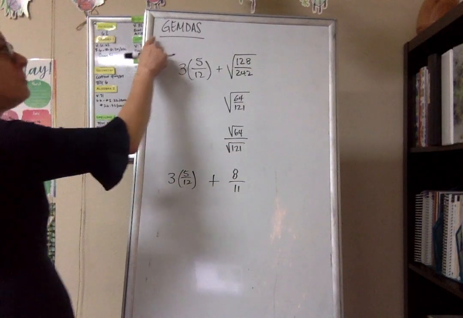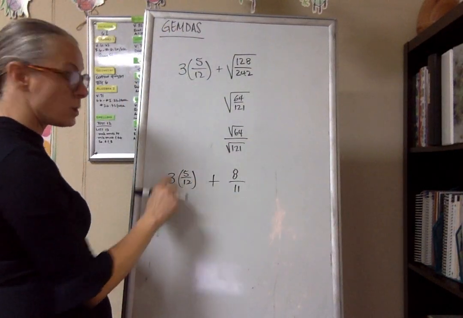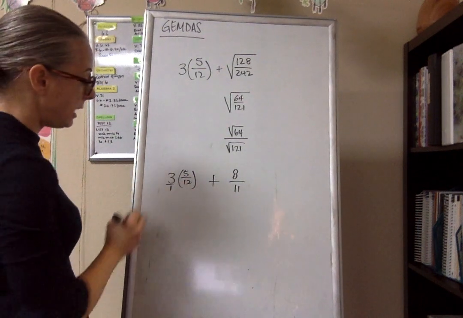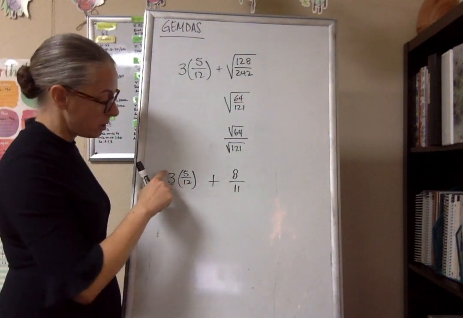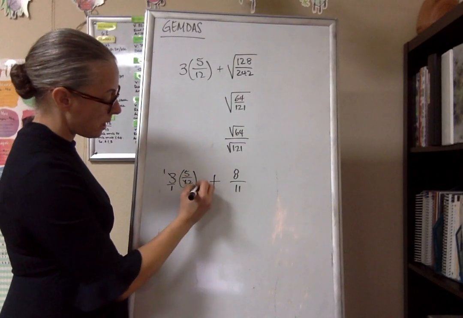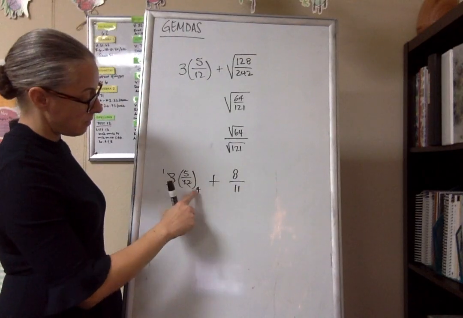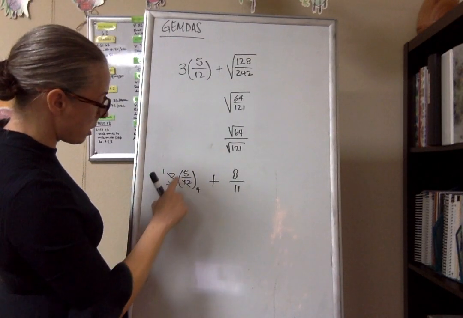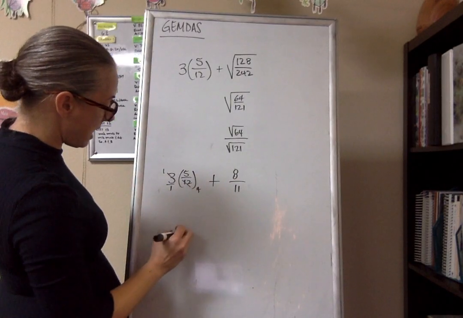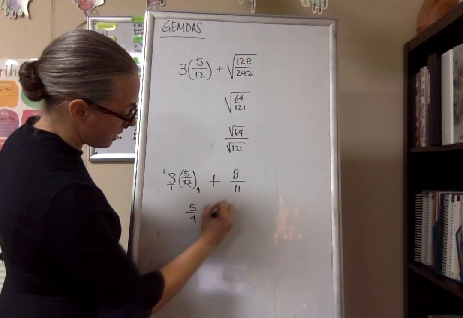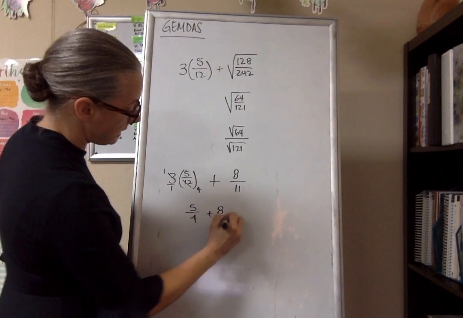So now I'm ready to move to multiplication, which is what's indicated here. I'm going to put my 3 over a 1 and look for opportunities to cancel. 3 and 12 share 3 as a common factor. So I can cancel that. 3 divided by 3 is 1, and 12 divided by 3 is 4. When I multiply now, I have 5 over 4 plus 8 over 11.